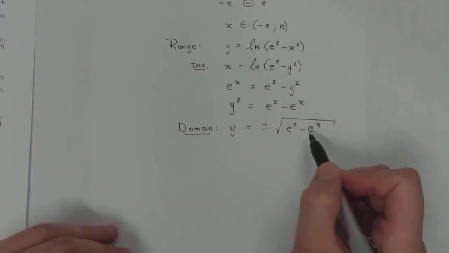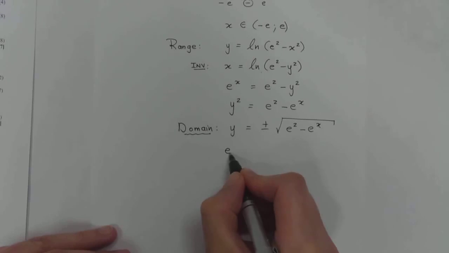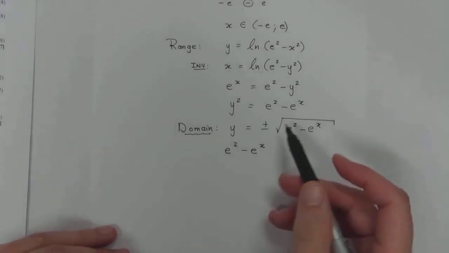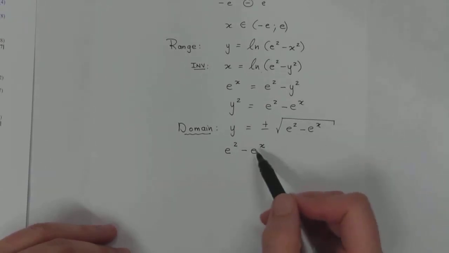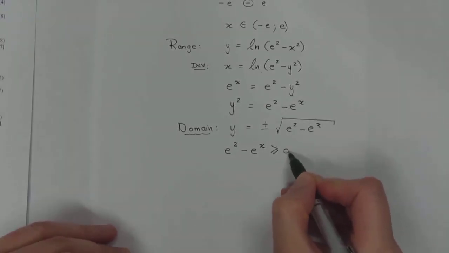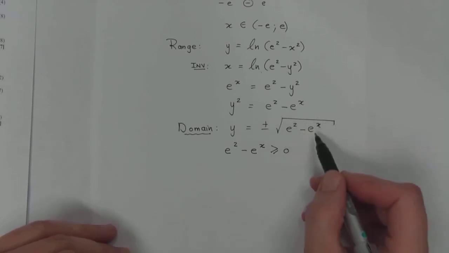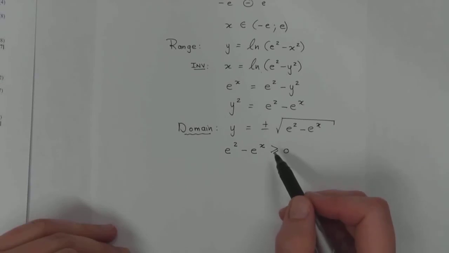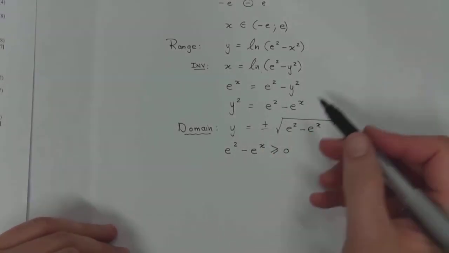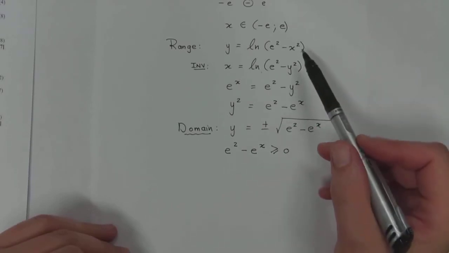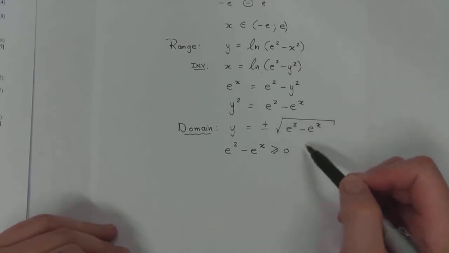So if I look at the domain of this function, I end up with e squared minus e to the power of x. And that has got to be greater than or equal to 0 because it's underneath the square root. Now, just a quick heads up. Normally we would say it's greater than or equal to 0, but because of the original functions, there might be additional restrictions.